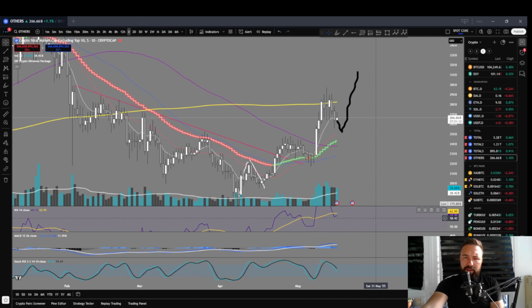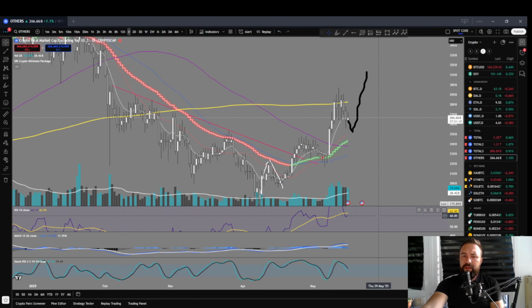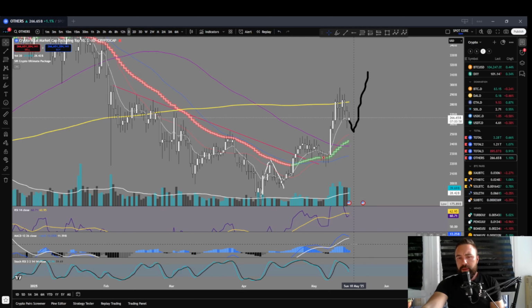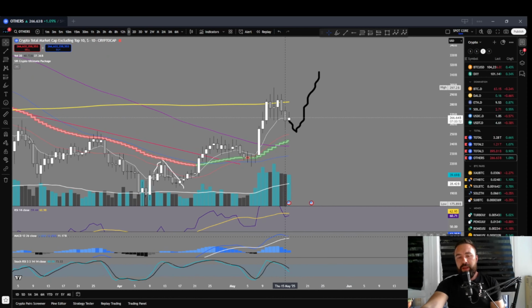RSI is not looking too great. It looks like it's going to bounce from the yellow and then drop again. So that will be the drop I'm talking about, and then hopefully go to the upside. MACD also suggests a little bit of downside. You can see the lines are on the top, just about to get crossed and possibly go lower.